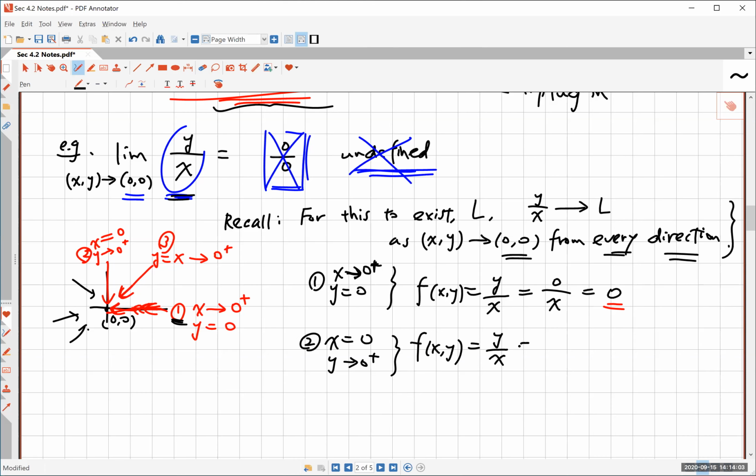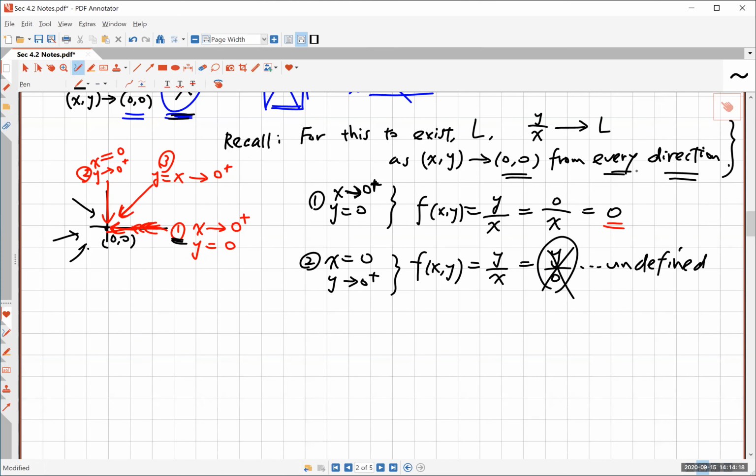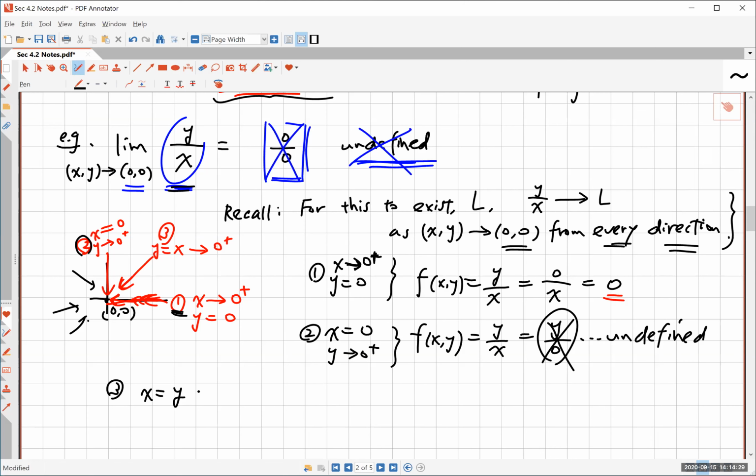Well, x is 0, so this is y over 0. This is undefined. In fact, this is a bad word that I just wrote. I should be embarrassed. So maybe I should not let you see this anymore. It's undefined because of the 0 in the denominator, right? And in fact, this approach 2 is not even in the domain of this function because x is equal to 0. Now, what happens when x and y are equal to each other, as in path number 3?